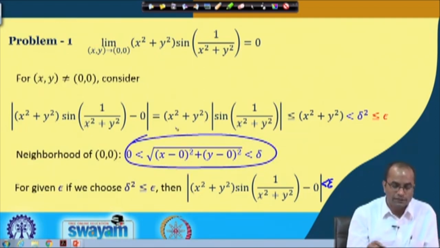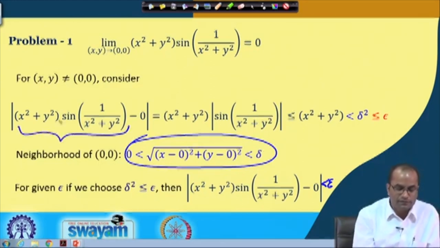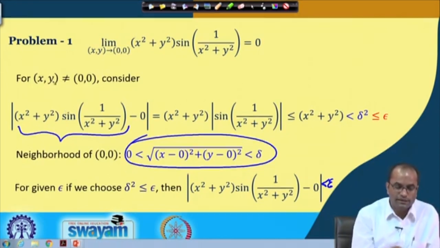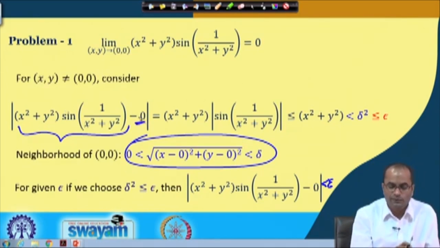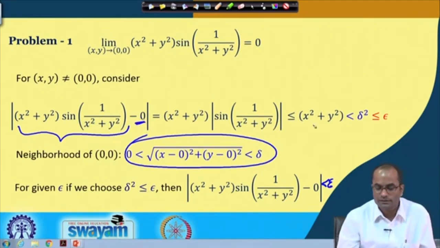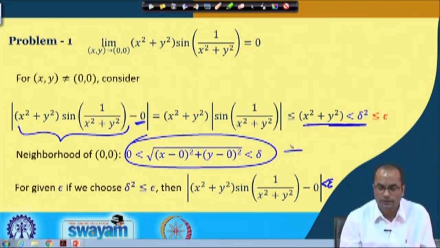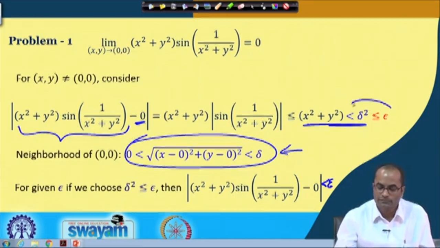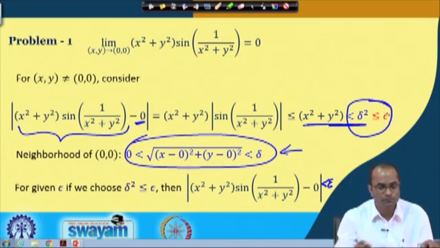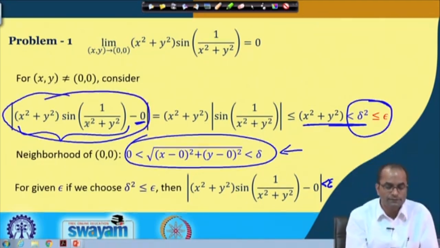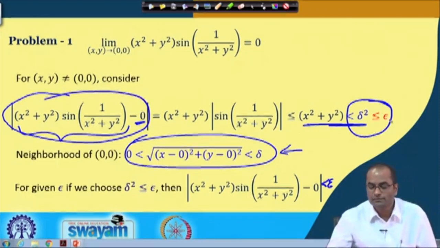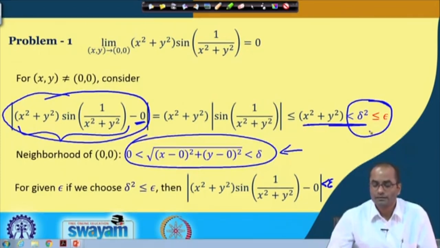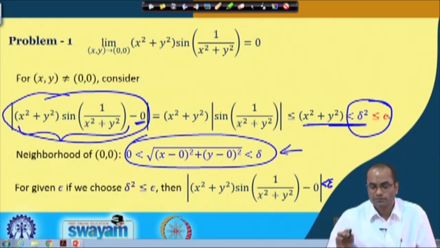So, again just to recall this. We have started with the difference between the function value at any point (x, y) not equal to (0, 0) and its limiting value, and somehow we have to write down this difference so that we can use this delta inequality from the neighborhood of the (x naught, y naught) point, which is (0, 0) in this case. And once we reach this delta, then we can set that this must be less than or equal to epsilon, because we want to make this difference of the function and this limiting value less than epsilon. So, out of this difference we can say that for a given epsilon there exists a delta. The relation is that delta square must be less than or equal to epsilon.